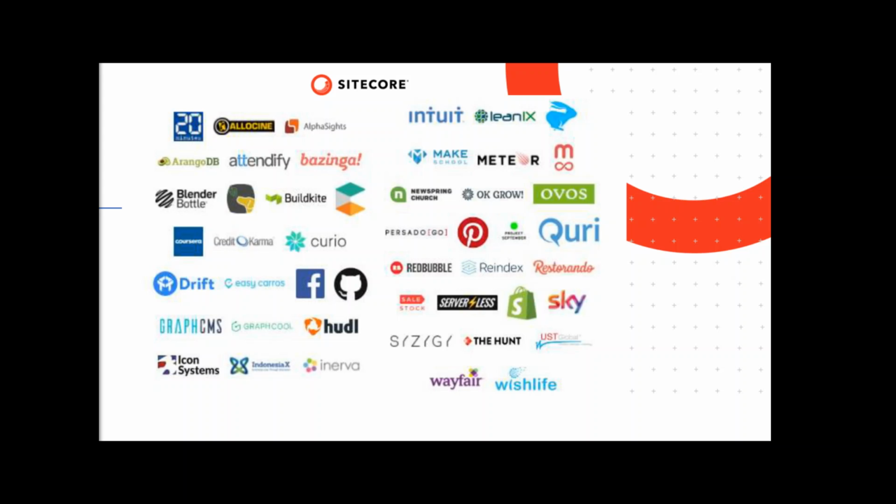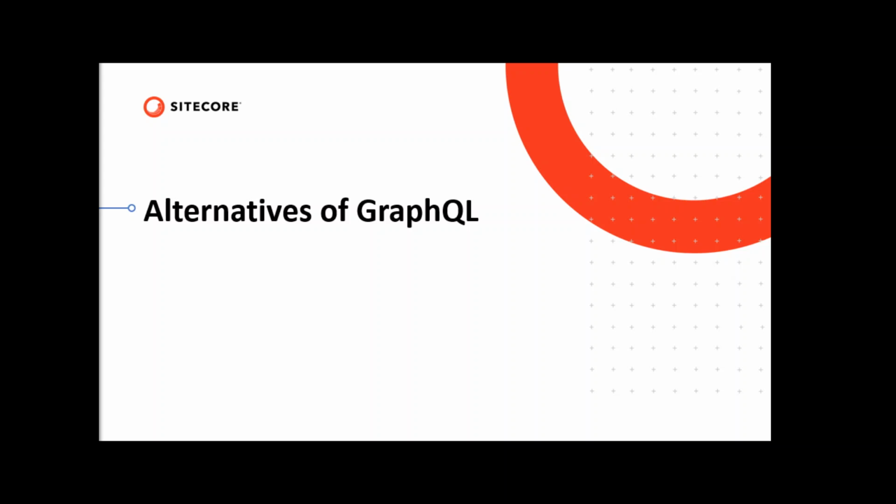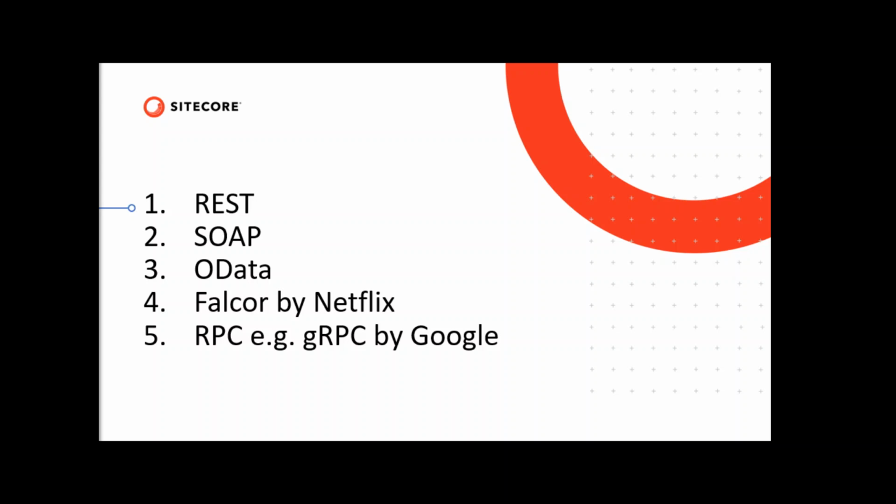Okay. And then we go to the alternatives to GraphQL. Just now I mentioned OData as well. So we can use REST, SOAP, and so many more. Falcor by Netflix exists basically because by the time GraphQL was created, Falcor was created as well, so that's why they stick with it. It's not that famous because, yeah, it's Netflix. And then remote procedure call, for example gRPC, which is made by Google.